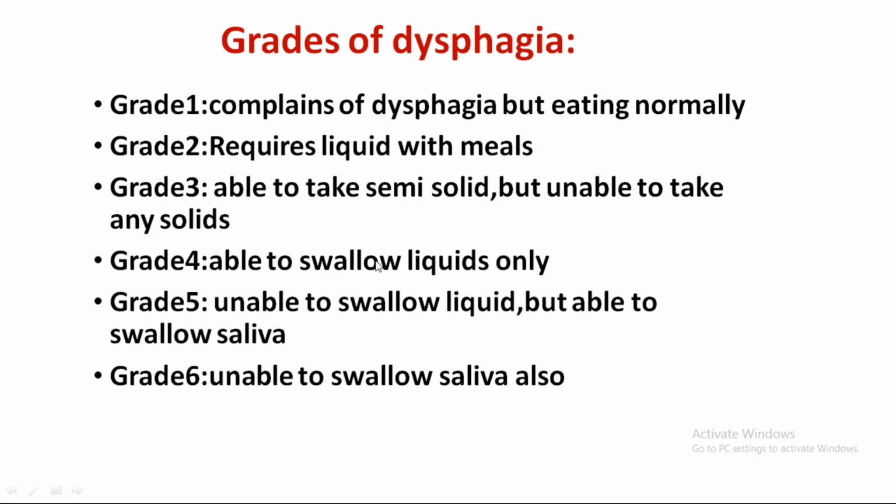In grade 4, he is able to swallow liquids only. Grade 5 is unable to swallow liquids but able to swallow saliva; he is unable to swallow liquids also, but able to swallow his own saliva. In grade 6, there is complete difficulty in swallowing and he is unable to swallow his saliva also.